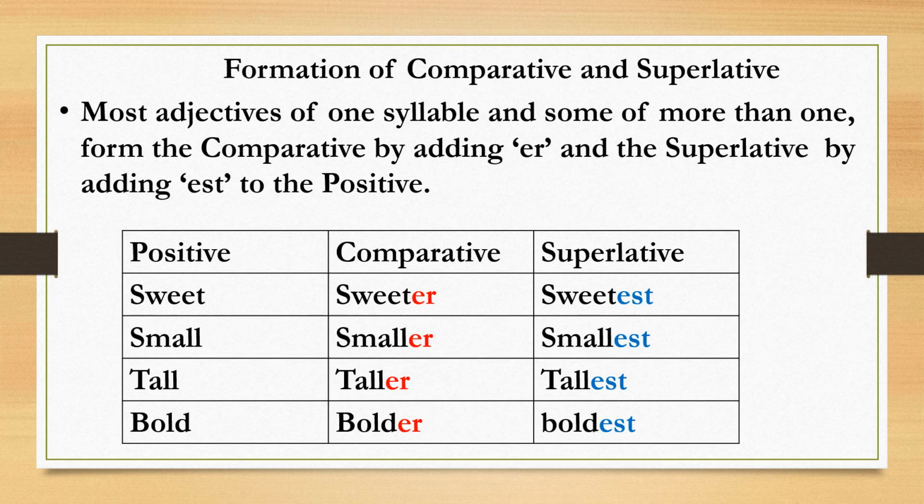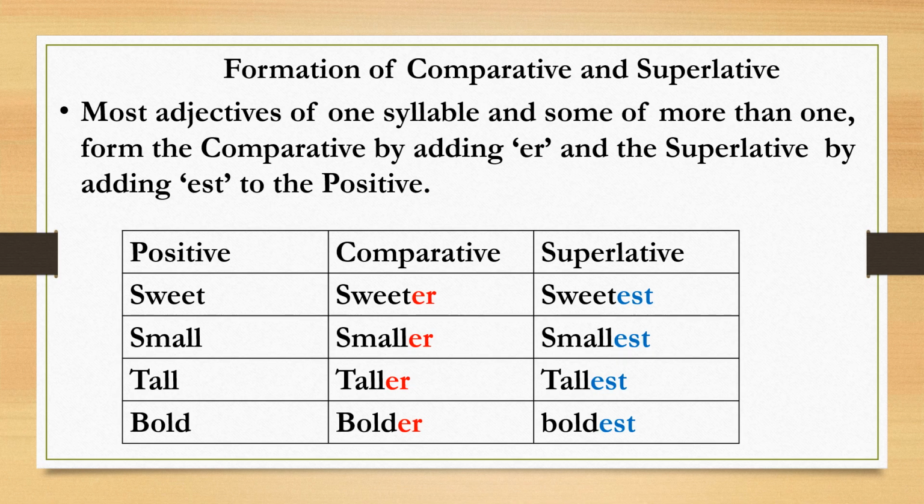Formation of comparative and superlative. Most adjectives of one syllable and some of more than one form the comparative by adding er and the superlative by adding est to the positive. It simply means that most adjectives form the comparative degree by adding an er at the end of the word and an est is added to form the superlative degree.